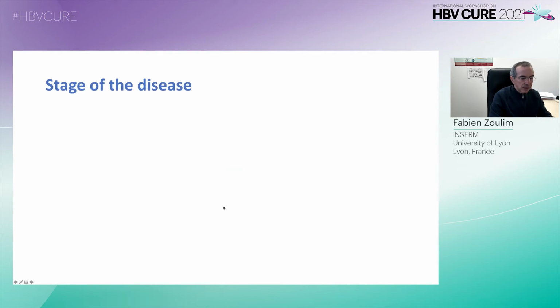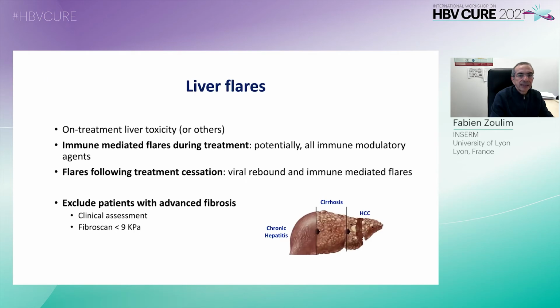Now let's see the different components that we want to discuss today. First, the stage of the disease. And this is particularly important with respect to liver flares. Obviously, with any type of drugs and mode of action, we are always afraid and should be aware of on-treatment liver toxicities, as well as other types of toxicity.